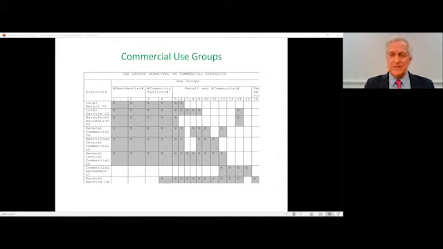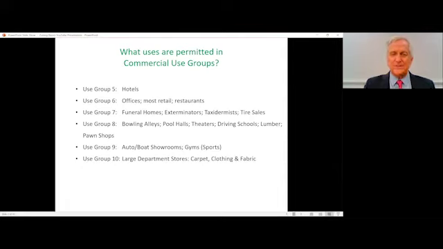So if you're going to use one of those use groups, you have to be careful which commercial district you're in. But let's take a closer look at those use groups so you can understand a little better what's going on here. As I said, use group 5 is hotels. Use group 6, offices, retail, restaurants. Use group 7 is funeral homes, exterminators, taxidermists, tire sales.